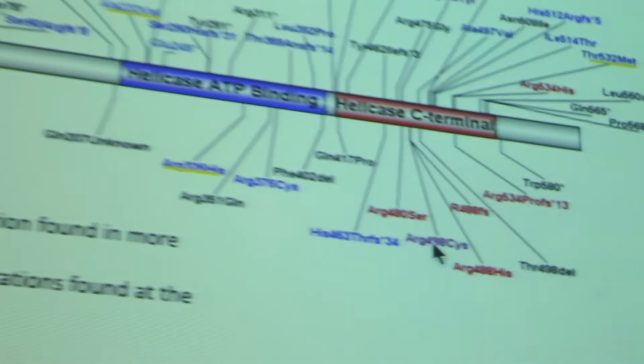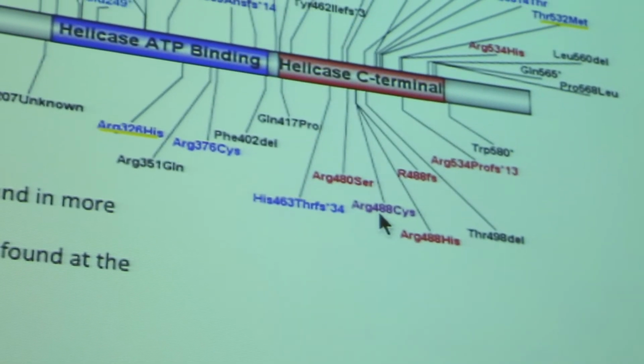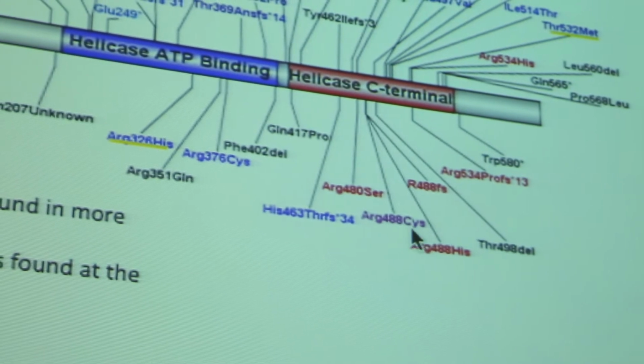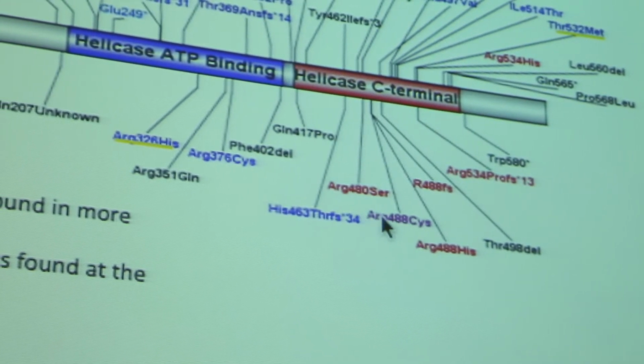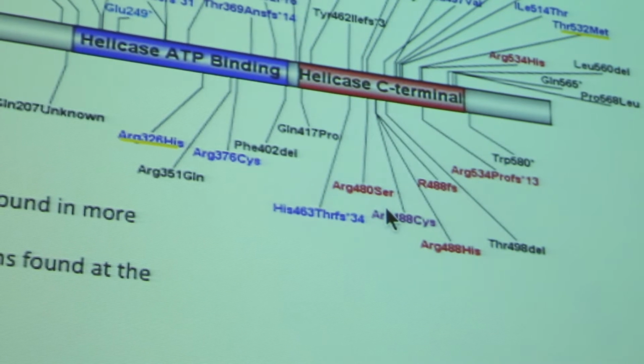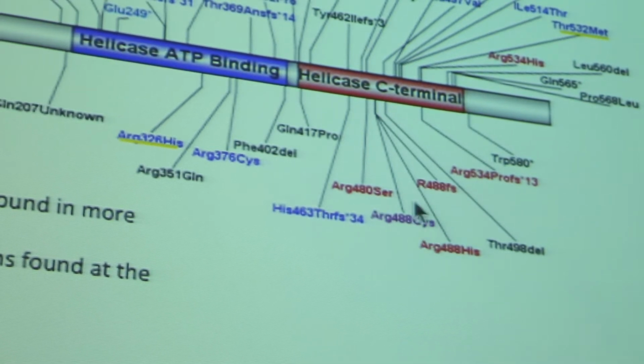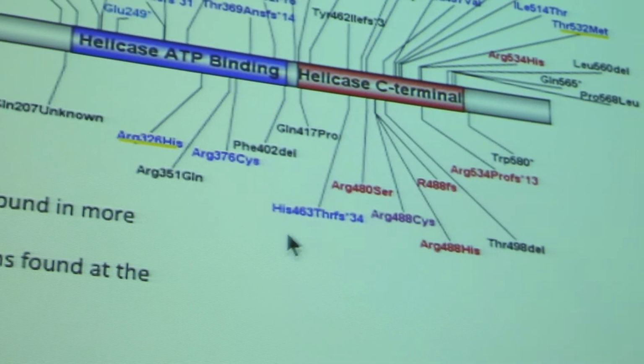And then the three numbers is at amino acid position 488, and then it says cysteine, CYS. So it's saying that the normal amino acid at position 488 is arginine. There's been a genetic change, and the predicted change would be this new amino acid, cysteine.